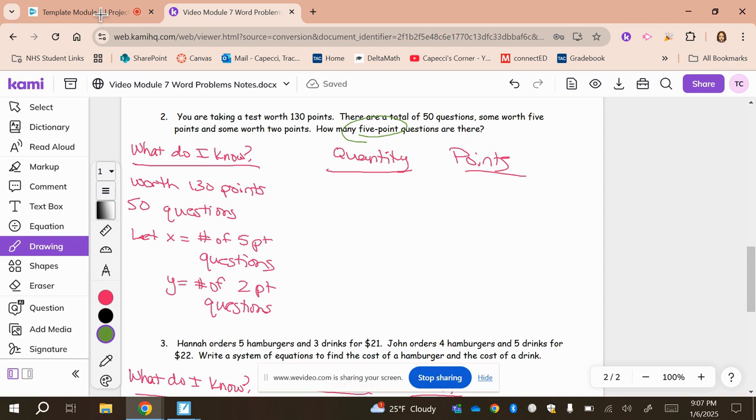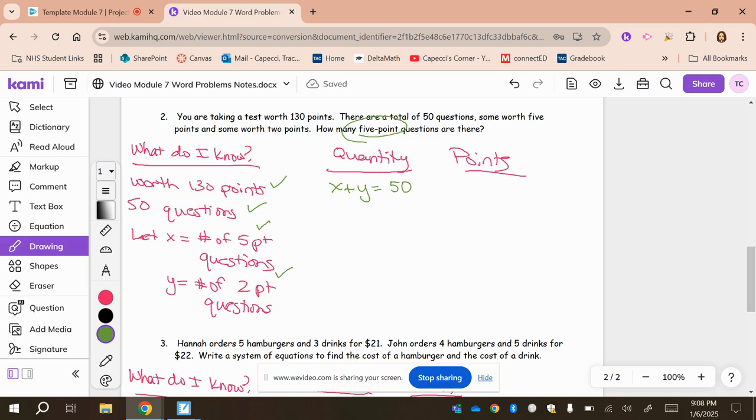All right, so I make my list, 130 points, 50 questions. Now, again, this time I'm going to use X and Y. X is going to equal the number of 5-point questions I have. Y is the number of 2-point. Again, it could be whatever you want as long as you identify what each variable stands for. So the quantity is when I add them together, I know that I'm going to have 50 questions total.